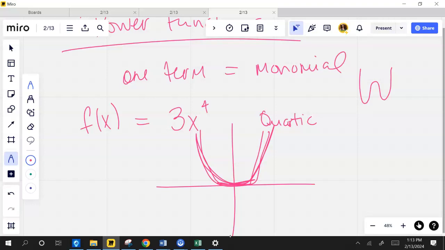Okay. We're not going to focus on a whole lot of graphing by hand. Well, we are, but we're not. It's going to be more sketching and analyzing.